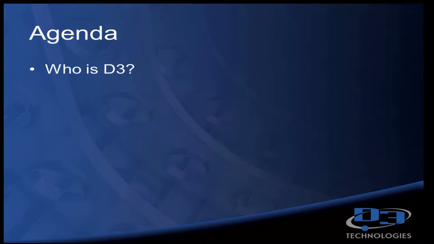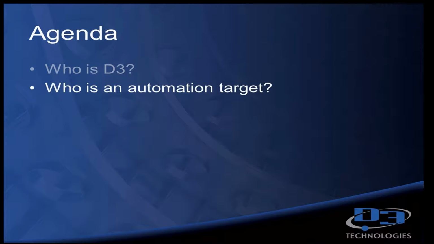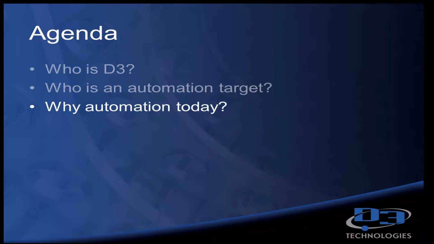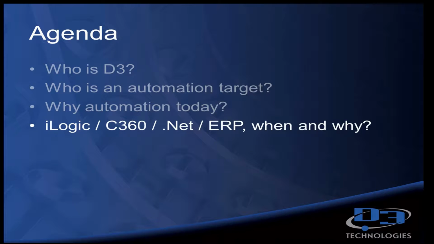First, we'll look at who D3 is, look at who is an automation target, the type of industries that it might be a fit for. We'll be looking at why would you consider it today, and if you did, what do you do? How do you get there? What are the tools that are best used in that path, and when do you use the right one?